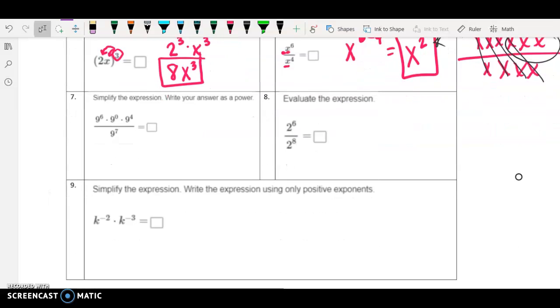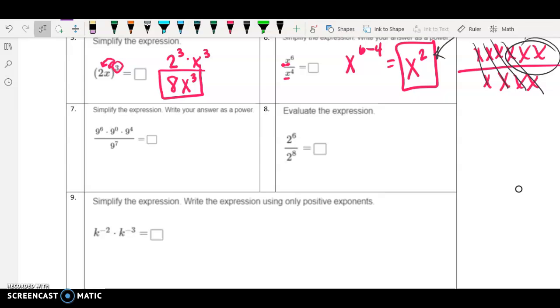All right, number 7. Simplify the expression, write your answer as a power. So what I'm going to do is I'm going to simplify the numerator, or the top of my fraction. So when I'm multiplying and I have the same base, then I keep my base, and I'm going to add my exponents. So 6 plus 0 plus 4, and that gives me 9 to the 10th power over 9 to the 7th. We still have the same base, so we can subtract. So it's like having 9 to the 10 minus 7. And that gives us 9 to the 3rd power. So this is 9 to the 3rd.